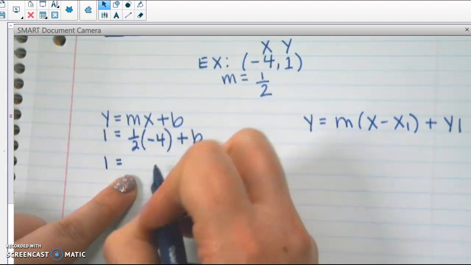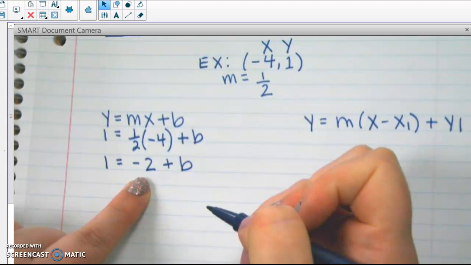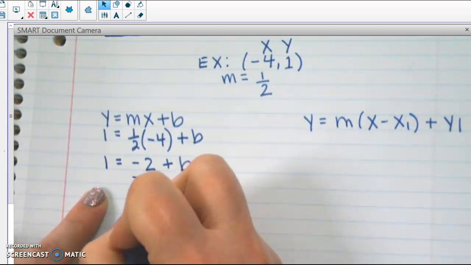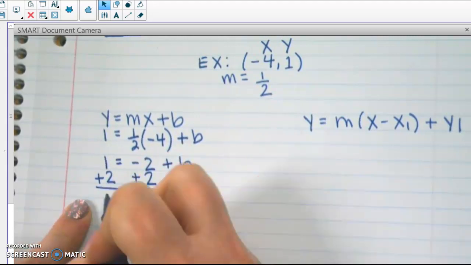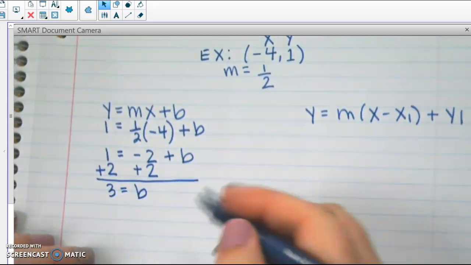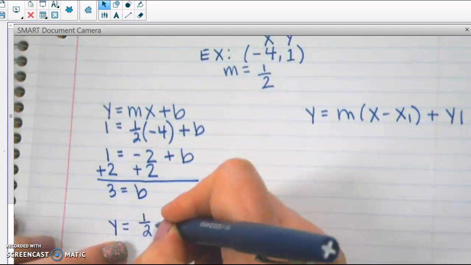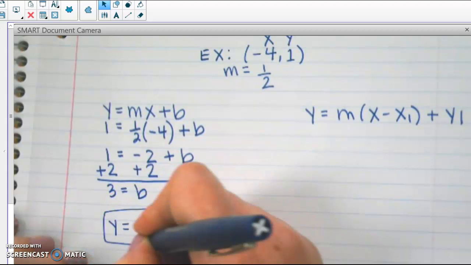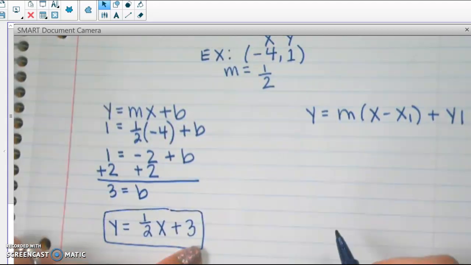1/2 times -4 is -2. All right, and I have to get b by itself, so I have to cancel out that -2. So I'm going to add 2 to both sides, and I got 3. So my final answer, y equals 1/2 x plus 3. They gave me the slope, and I just figured out the y-intercept was +3.